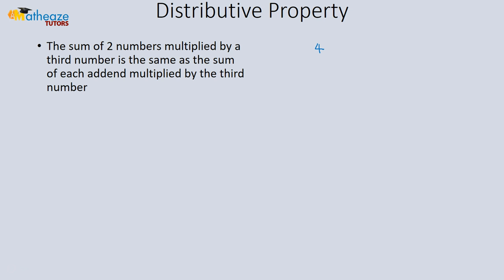So I have 4 times the quantity 6 plus 5. What this is telling us is that it's going to be the same as 4 times 6 plus 4 times 5. This is 4 times 11. 4 times 6 is 24, plus 4 times 5 is 20. 4 times 11 will give us 44. 24 plus 20 gives us 44.